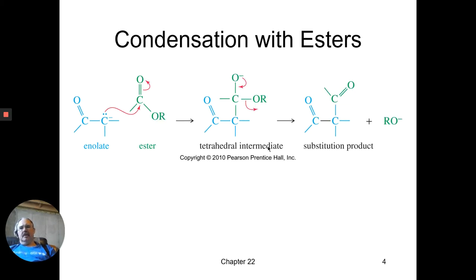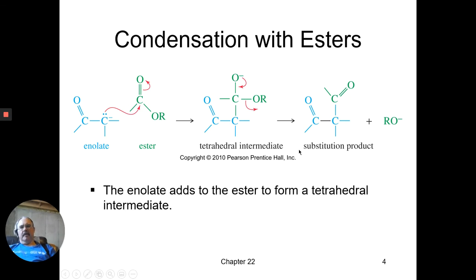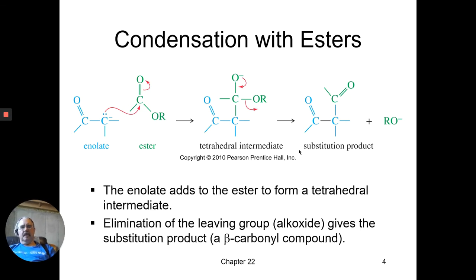Now when you have an ester as your electrophile, the enolate again attacks the carbonyl, but instead of undergoing a protonation at this oxygen, which would form an unstable hemiacetal, what happens is the oxygen pushes down and kicks out this alkoxide. And instead of a beta hydroxy carbonyl compound, what we get is a beta dicarbonyl compound. So this is a substitution product rather than an addition product.